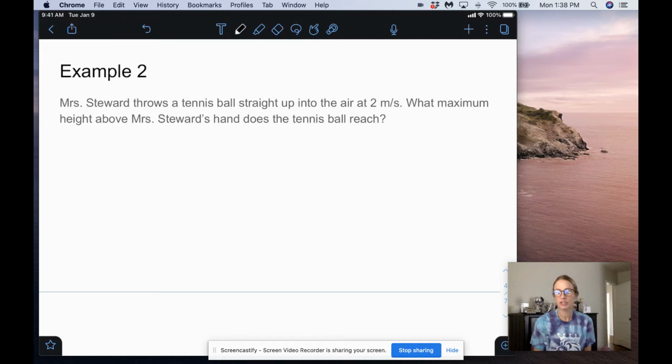So here's example number 2 for our free fall problems. Mrs. Stewart throws a tennis ball straight up into the air at 2 meters per second. What maximum height above Mrs. Stewart's hand does the tennis ball reach?